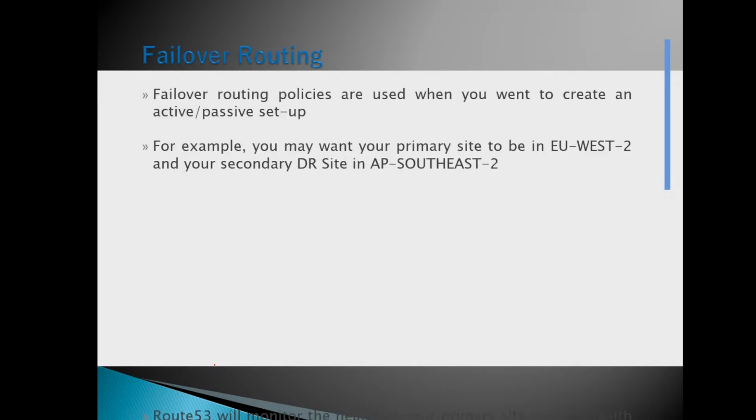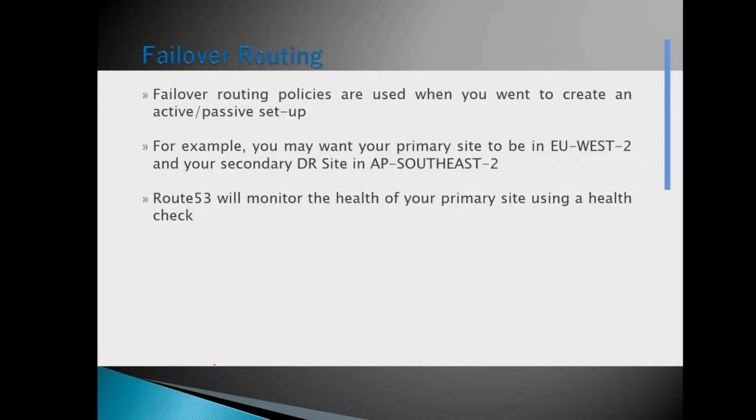Now the next is failover routing. Basically, failover routing means one is active and one is passive. So failover routing policy is used when you want to create an active-passive setup. For example, you want your primary site to be EU West 2 and your secondary site as DR in AP South East 2. So you have an active and a passive.